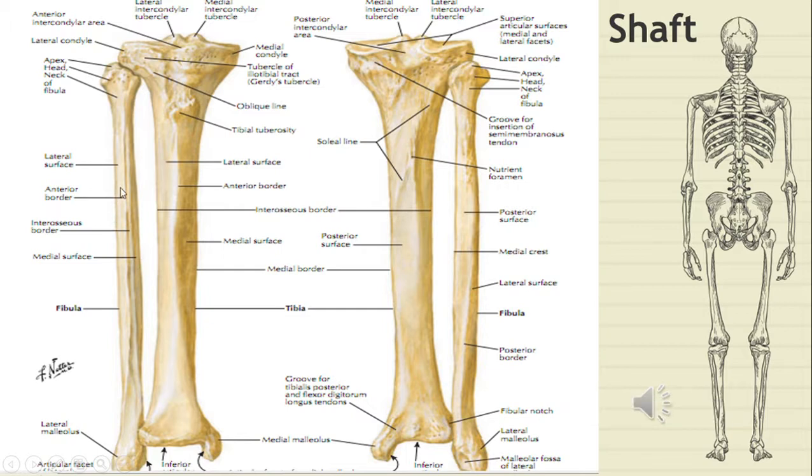Now describing the shaft of fibula, it is thin and slightly twisted, and it has three borders and three surfaces. Here you can see it starts from the anterior aspect of head and it is extending downwards. In the lower part it is divided into two parts and forms this triangular area just above the lateral malleolus.